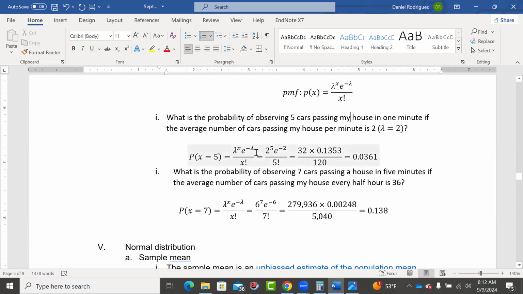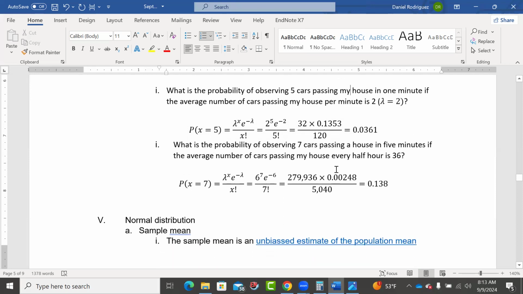So lambda 2 to the 5, e to the negative 2, because again, lambda is 2, and then we have 5 factorial in the denominator. So we get 0.0361. So there's like a 3.61% chance that five cars will pass my house in 1 minute. Pretty cool. It should be 2, not 1, but okay, I'll fix that.